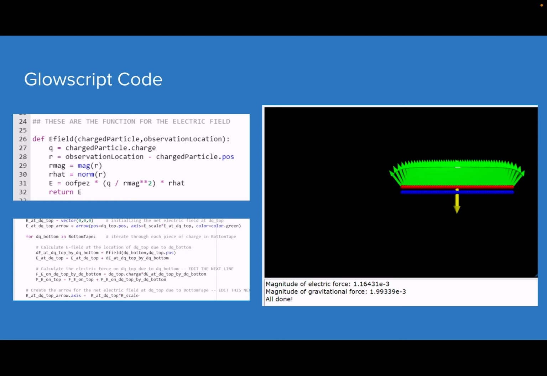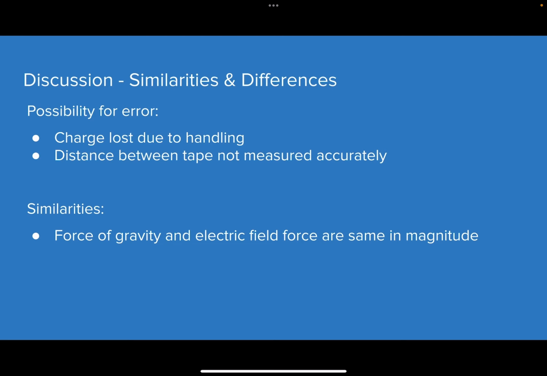And as you can see, the electric force is a little bit less than the gravitational force. Essentially, these two models should be the same magnitude. However, there are some discrepancies, which we'll get to in a moment. Possibilities of error were that some charge was lost due to handling. Therefore, our model wasn't super accurate from the observations and data we gathered.